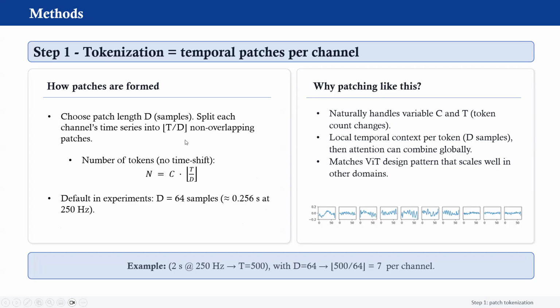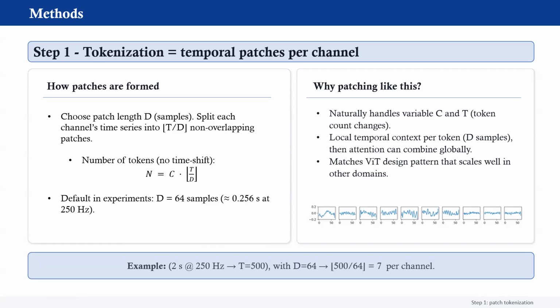Okay. So why are they patching like this? Because this allows them to naturally handle variable C and T. Transformers themselves can handle variable input length, right? So that is already taken care of. The second thing that we need to worry about with EEG are the channels. But when you patch in a way that you only take a single channel at a time, you are just taking that channel, patching it, then patching the next, then the next, and then you eventually flatten everything and pass it to the model, right? So no matter how many channels I add, it doesn't really make a difference.